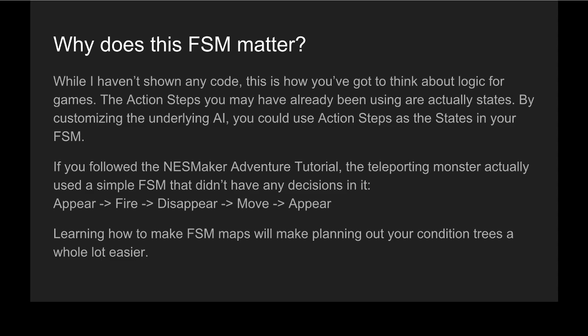If you followed the NESMaker adventure tutorial, the teleporting monster actually used a very simple finite state machine that didn't have any decisions to it. Appear, fire, disappear, move, then appear again, and the process repeats. Learning how to make finite state machine maps will make planning out your condition trees a whole lot easier down the line.